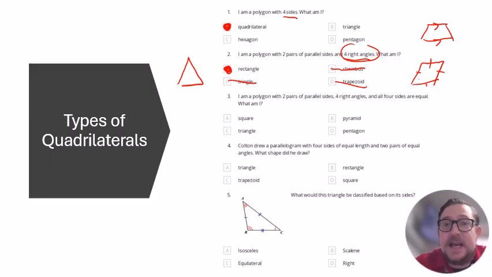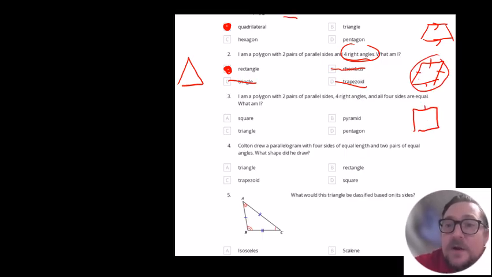Question 3 says, I am a polygon with 2 pairs of parallel sides, 4 right angles, and all 4 sides are equal. Well, the only shapes that have 4 equal sides are a rhombus and a square. And the only difference between them is that the square has 4 right angles while the rhombus does not. So this must be a square.